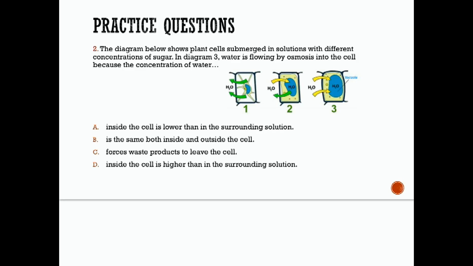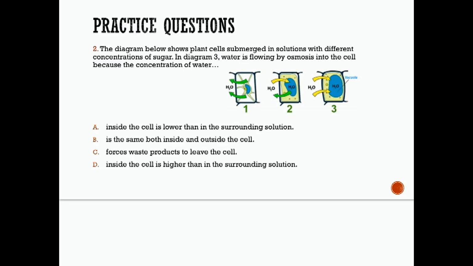Number 2, the diagram below shows plant cells submerged in solutions with different concentrations of sugar. So we've got 1, 2, and 3 cells submerged in different concentrations of sugar. In diagram 3, so we're looking at this one, water is flowing by osmosis into the cell. Notice the arrows of H2O water flowing into the cell because the concentration of water is what? So the concentration of water is higher or lower. What are we talking about here?